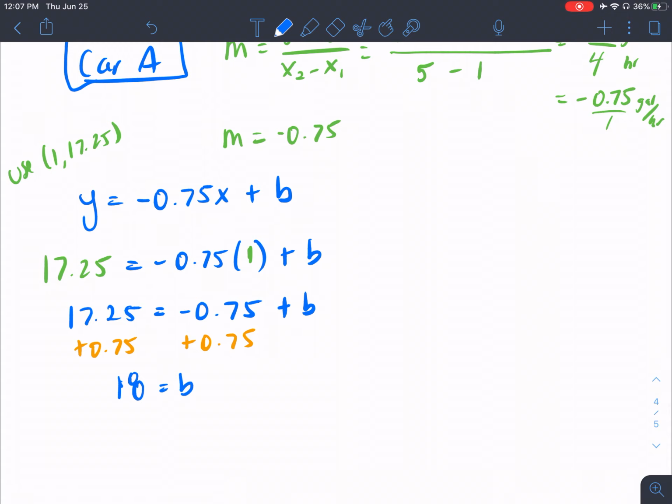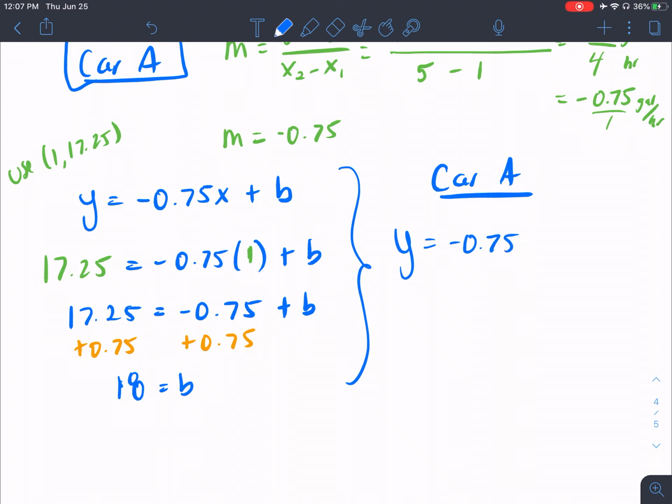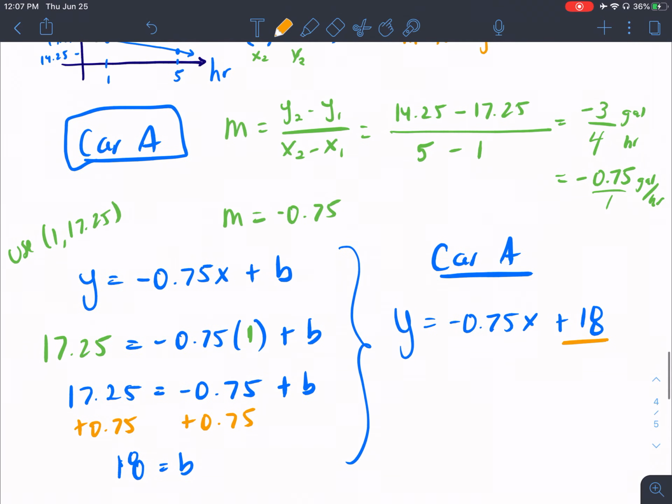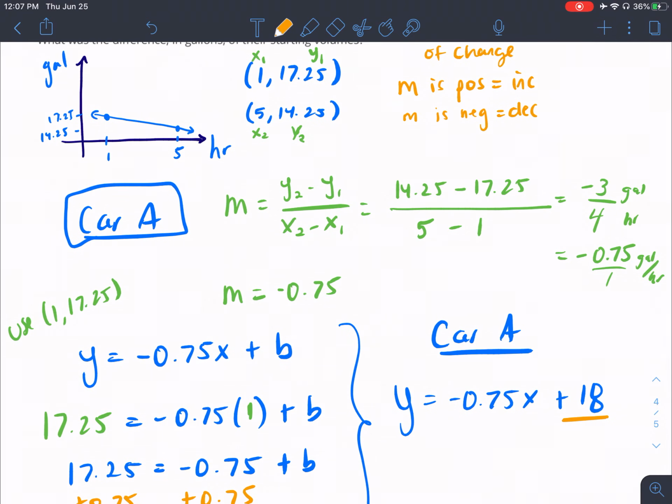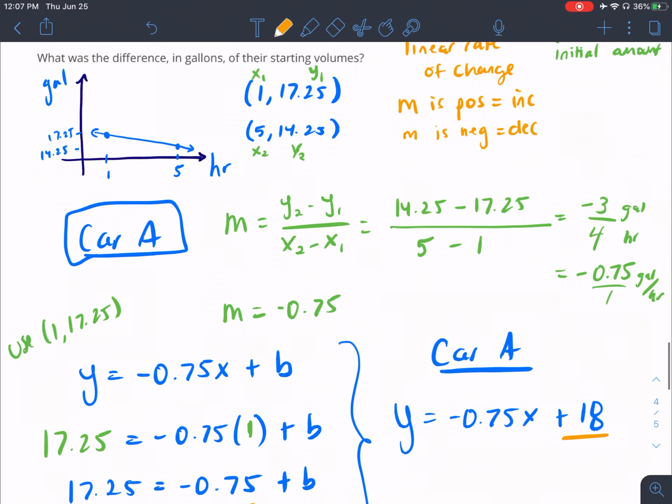So all of this tells us that for car A, the linear function that I'm using to model it is negative 0.75x plus 18. But it's the 18 that's important to us because it's telling us that car A started with 18 gallons of gas, okay?